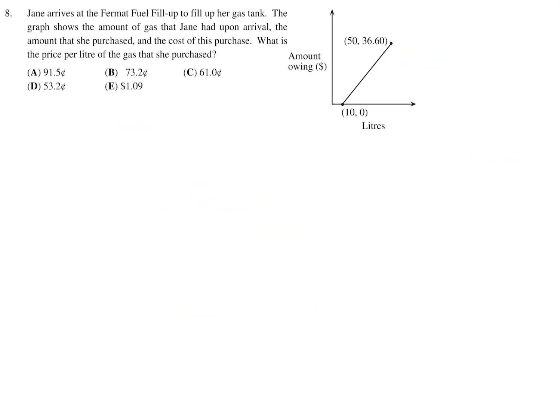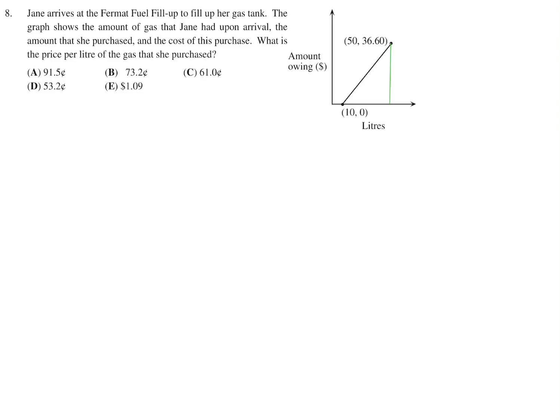Jane arrives at the Fermat fuel fill-up to fill her gas tank. The graph shows the amount of gas that Jane had upon arrival, the amount that she purchased, and the cost of the purchase. What is the price per liter of the gas that she purchased? So, this graph is a bit different than what we normally see, right? But that's okay. We can figure this out.